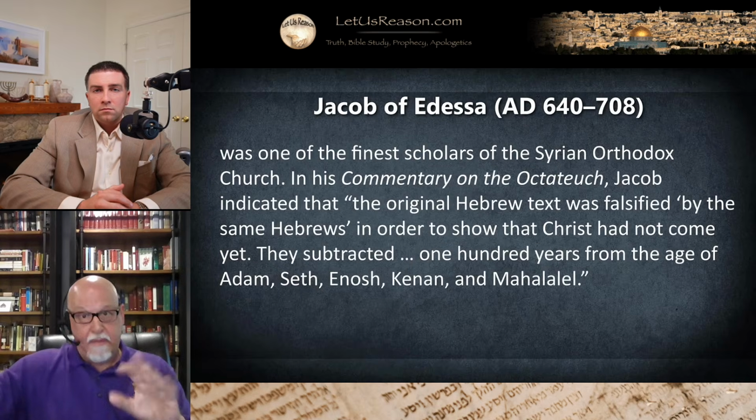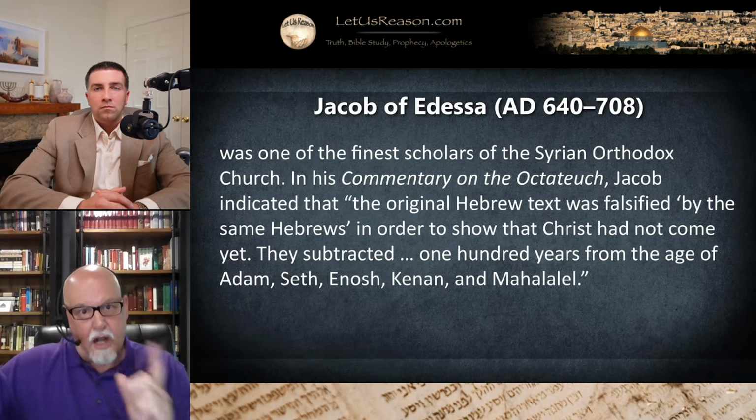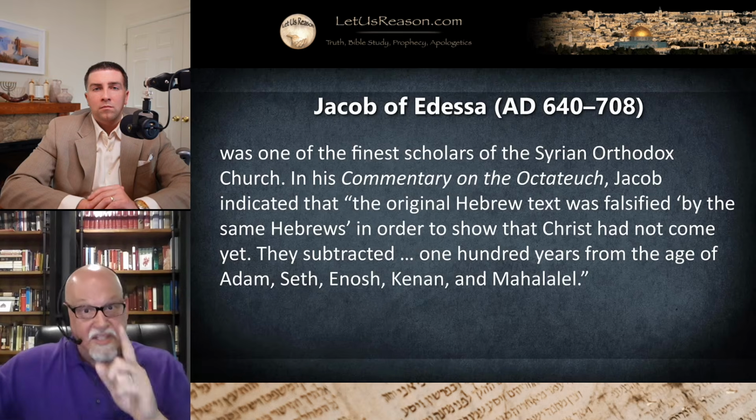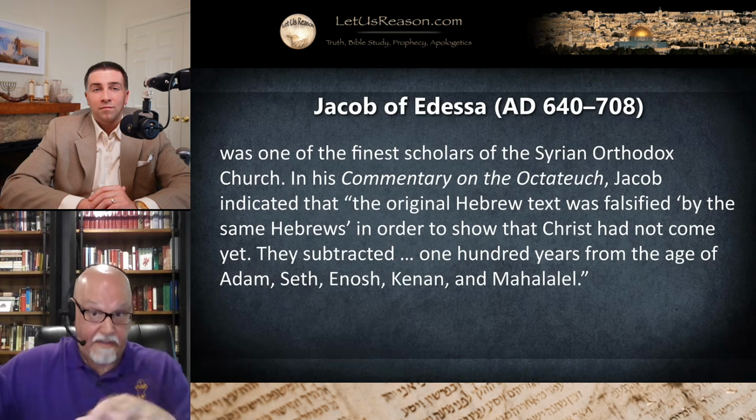Now, I just want to mention this fascinating evidence from Jacob of Edessa. He's a Syriac scholar, so he lives in Syria. The standard Old Testament text in Syria comes from the rabbis in Jerusalem. And so the standard Syriac text in Genesis has the Masoretic numbers. But what's interesting is Jacob rejects those numbers. He rejects them because he says the original text was falsified by the same Hebrews to show that the Christ had not come yet, Messianic chronology. And then he explains it.